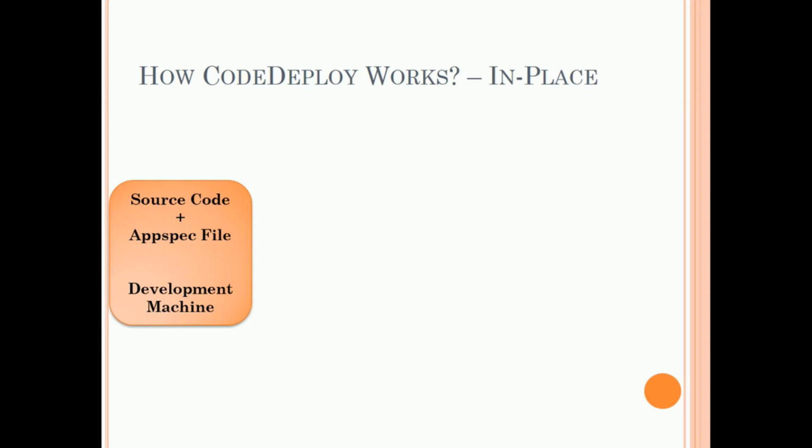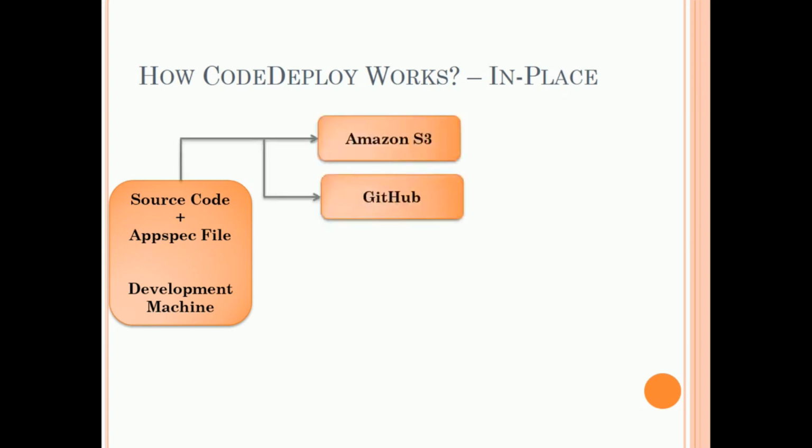Then we bundle both of these things into an archive file and upload it to Amazon S3 or GitHub. This archive file is nothing but the revision. Then we provide the deployment information to CodeDeploy. Deployment information such as from where CodeDeploy needs to fetch the revision, and on which instance it needs to deploy the application. That type of information we will provide to AWS CodeDeploy.